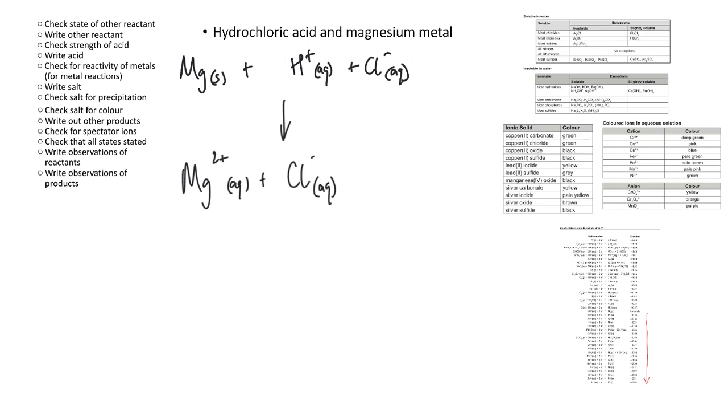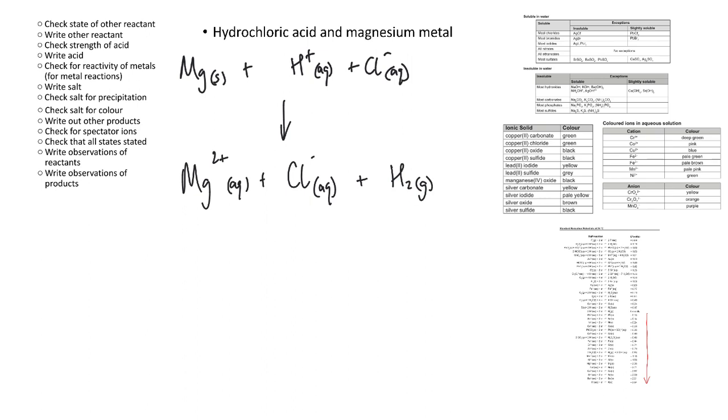We're checking that for precipitation. Any chlorides, only the silver chloride and the lead chloride are insoluble. So therefore that is going to be soluble, so it's going to stay that way. And you're going to form H2 gas, hydrogen gas. Those hydrogens here combine and then form one of those.